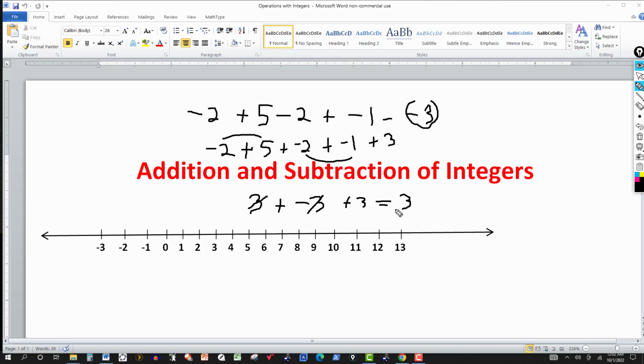And basically when you get into fractions or decimals, the rules are not going to change. You're basically going to follow these same rules.